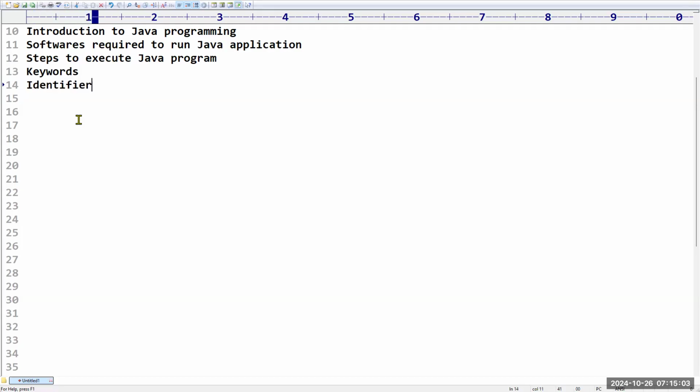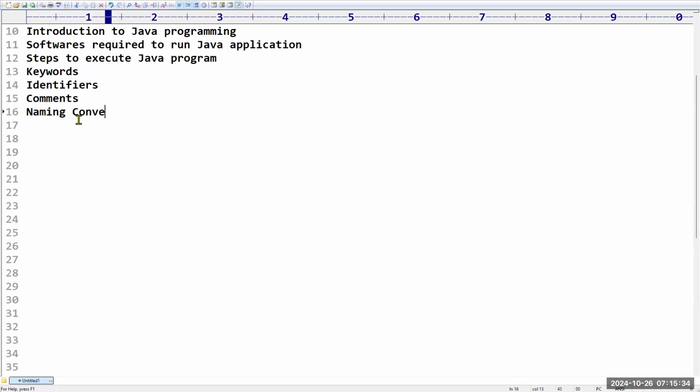And identifiers means what? The words which are defined by the programmer. What is the difference between these two? When do we go for keywords, and when do we go for identifiers? Next, in every programming language, there is a concept of comments. What is meant by a comment? How are you going to define comments?